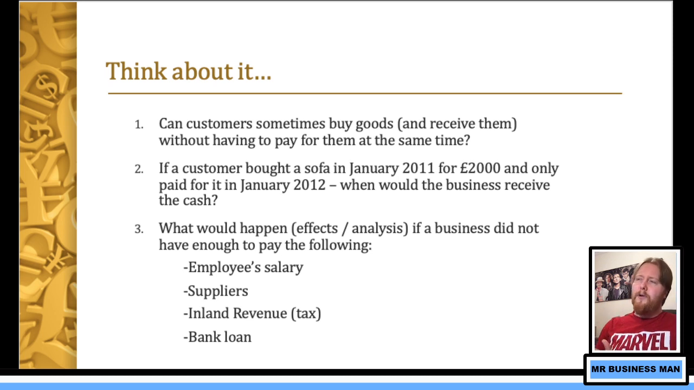And it says, what would happen if a business did not have enough to pay the following: employees' salary, suppliers, Inland Revenue, and bank loans? Now, there is a range of different things that could happen to these businesses. The main thing that you as an examined student need to be thinking about is to look at it from a range of perspectives. So you need to be thinking about your stakeholder groups.